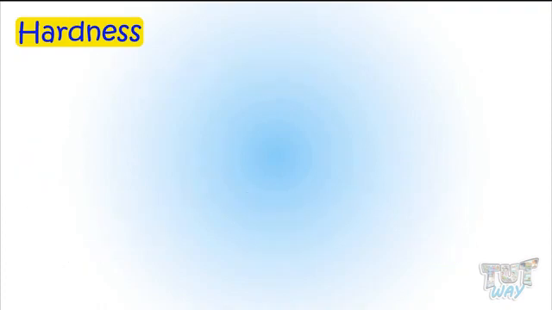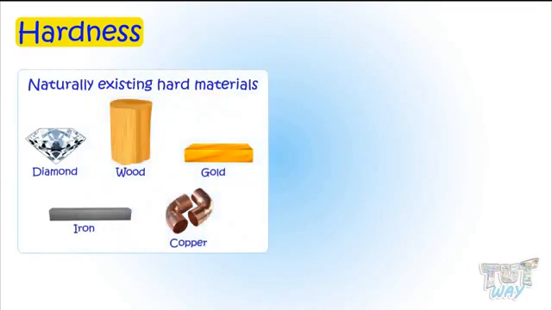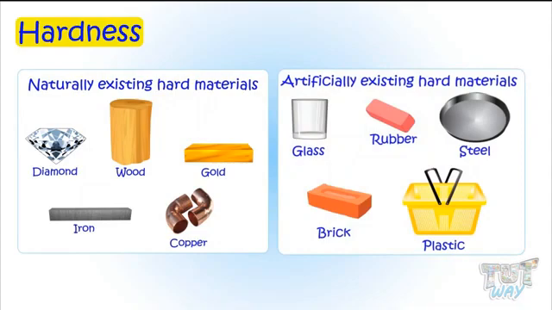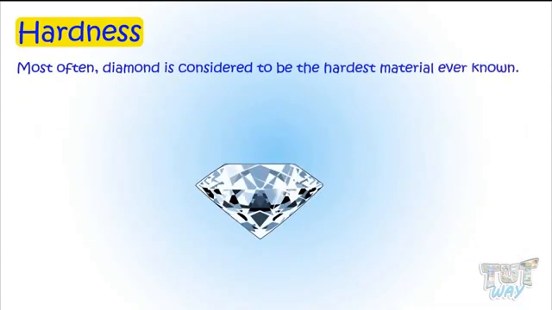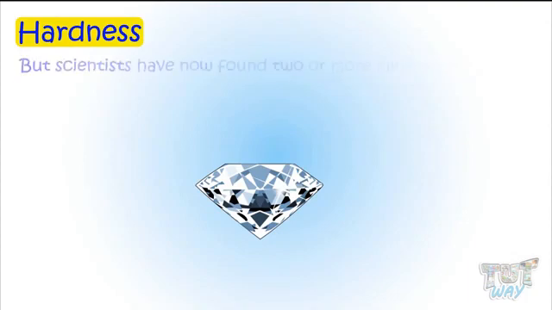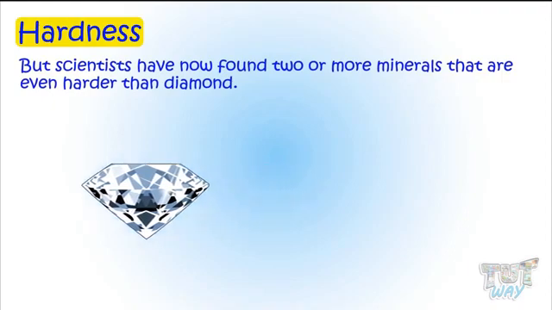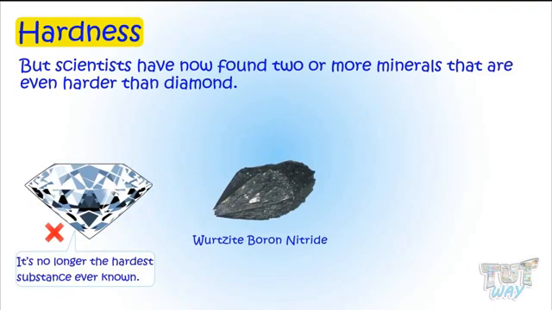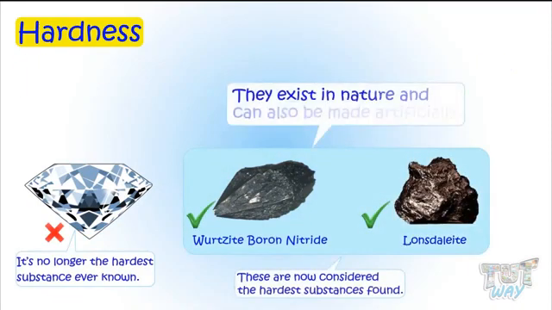We have a lot of hard materials, which are naturally present in our environment, and some are man-made. Most often, diamond is considered to be the hardest material ever known. But scientists have found 2 more minerals that are even harder than diamond: wurtzite boron nitride and lonsdaleite. They exist in nature but can also be made artificially.